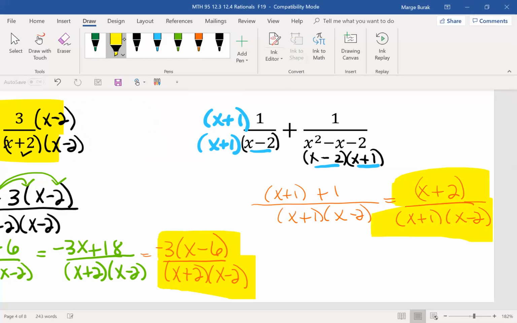So we're done here. All right, this ends the section of adding and subtracting rationals, and go ahead and do your practice problems.